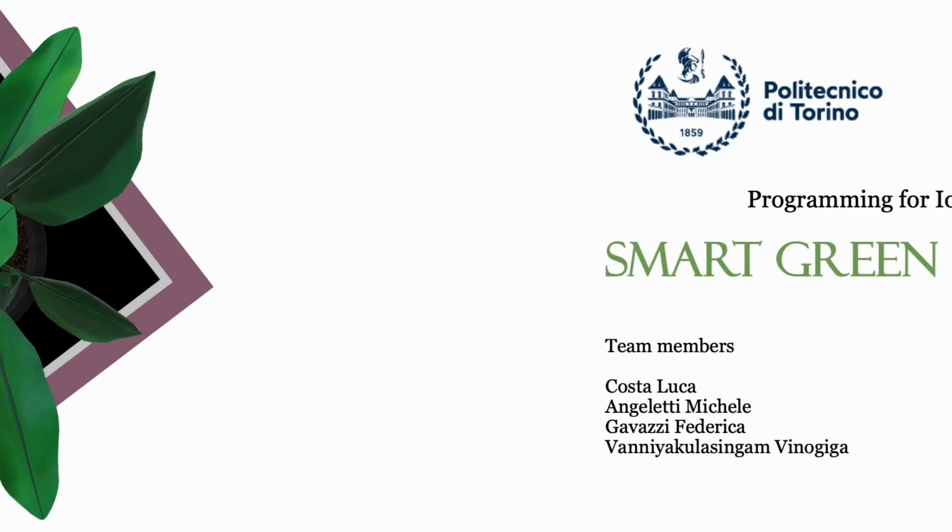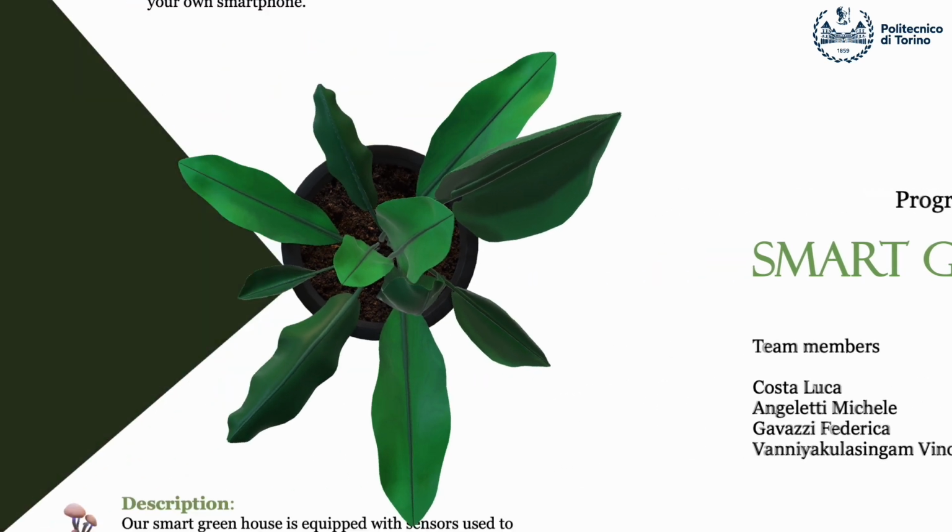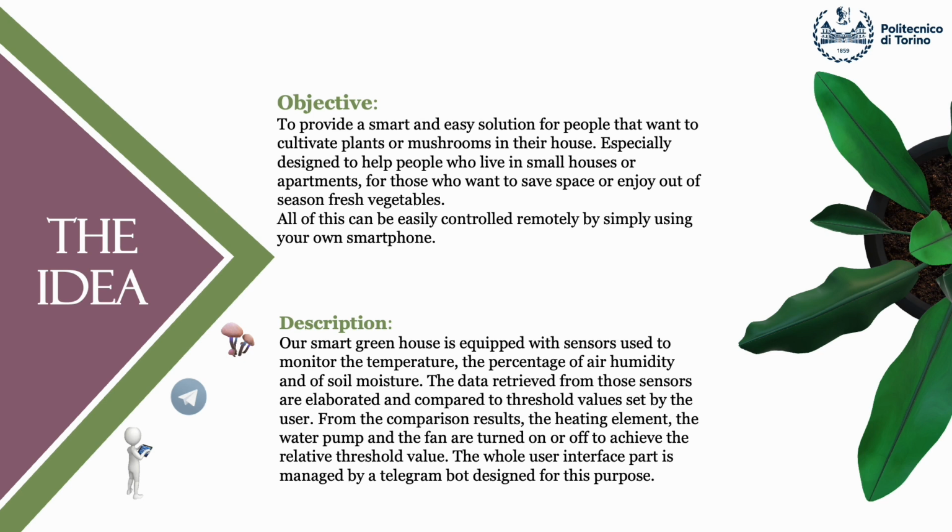Hi everyone! In this demo video we present to you our IoT project, a smart greenhouse. The idea is to provide a simple solution for those who want to grow their own vegetables directly and comfortably at home, managing everything through the smartphone. This way, even if you are away from home, you can have real-time updates on the status of the greenhouse, change settings, and view graphs on the measurements of the past few days.